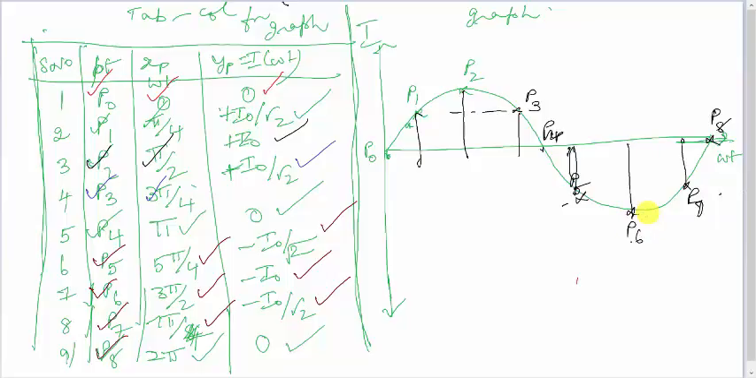Now marking the omega t values, this will be 0, this will be pi by 4, this will be pi by 2, this will be 3 pi by 4.